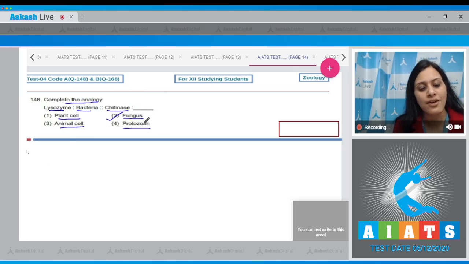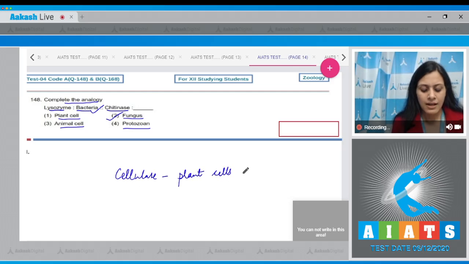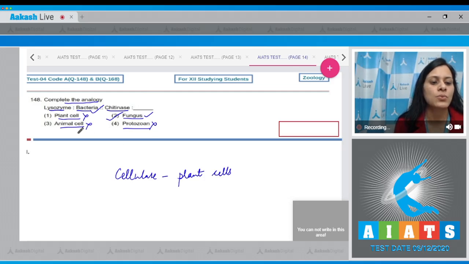Chitinase is to fungus. Isolation of genetic material can be achieved by treating the cells with enzymes such as lysozyme for bacteria, as given in the question, cellulase for plant cells, and chitinase for fungus. So options 4, 3 and 1 are incorrect. And the correct answer to this question is option number 2. Let's proceed to the next question.